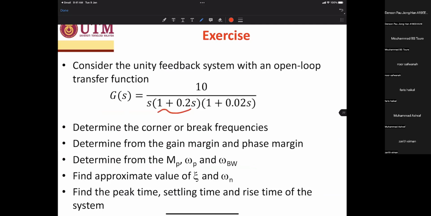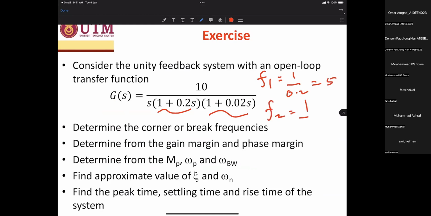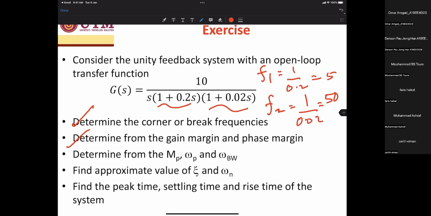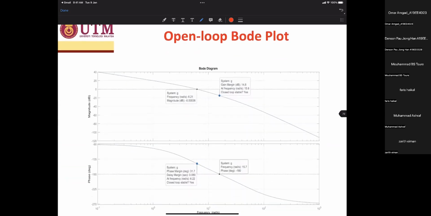Next question. Safwana, corner frequency. First, 5 radian per second, how did you get it? 1 over 0.2. Next one is 50 radian per second, how did you get it? 1 over 0.02. Thank you very much. Frequency done. Gain margin and phase margin. Fikri again. Where is Fikri? Not here.